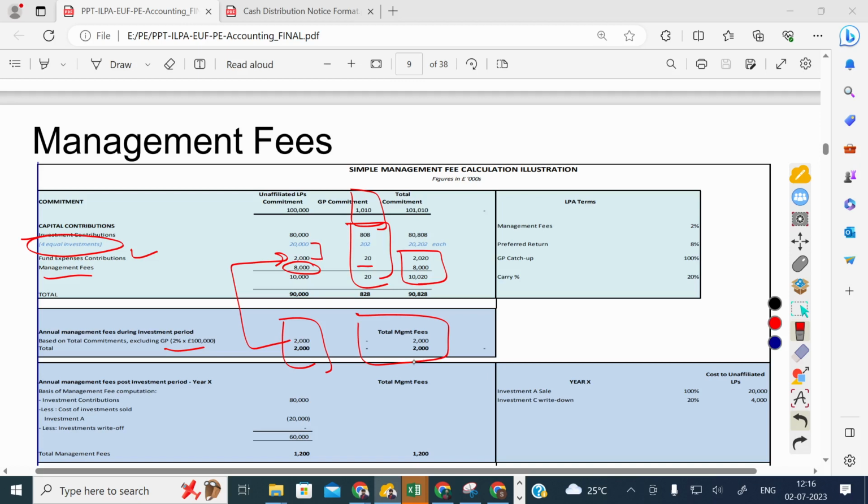Four equal installments. Okay, so there might be other 3 investors with the same amount. So that amount becomes 4 lakh total. If they have 4 lakh investments, 4 lakh into 2%, that becomes 8,000.